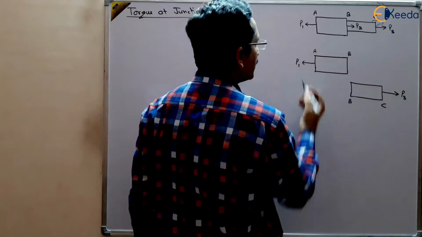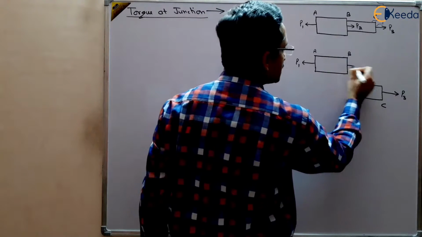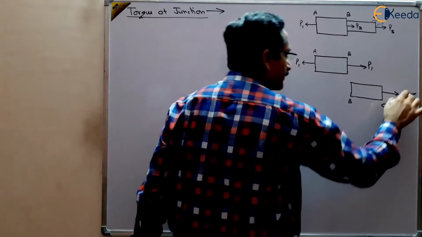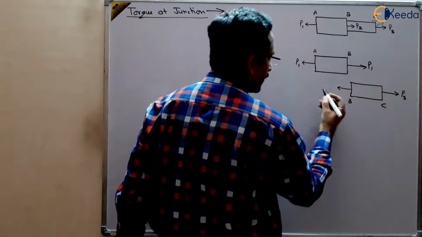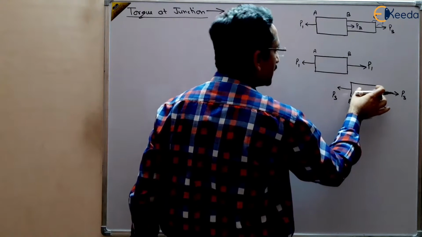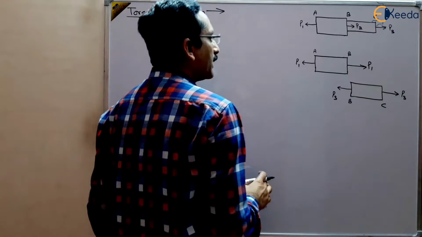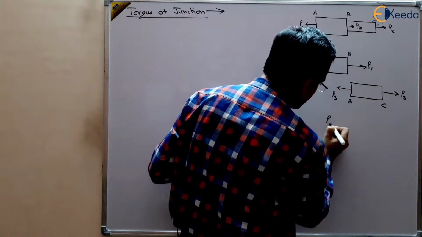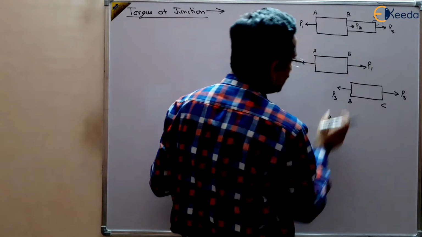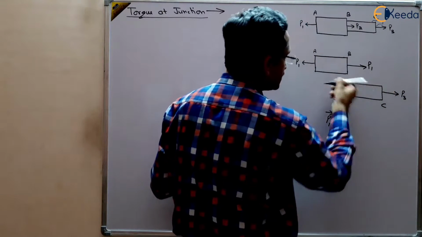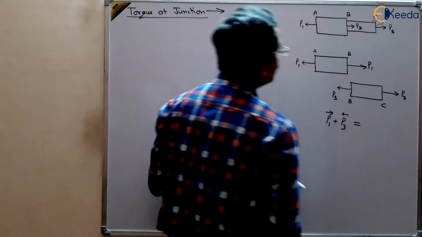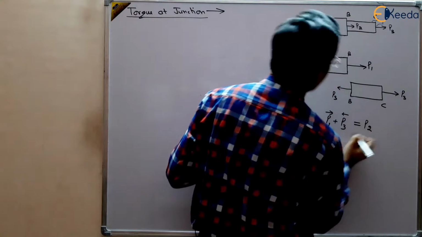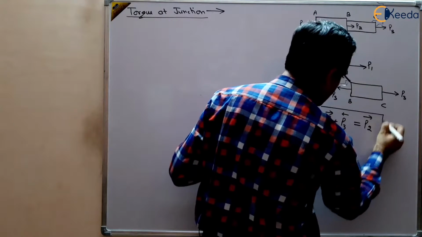And for static equilibrium, if leftward force is P1, there must be some rightward force of P1, so that the body should remain in static equilibrium. If P3 force is here, P3 force should be in left direction, so that the second part of the body should be in static equilibrium. And the algebraic sum of P1 plus P3, P1 in rightward direction, P3 in leftward direction, should be equal to P2, which is the force applied, right?